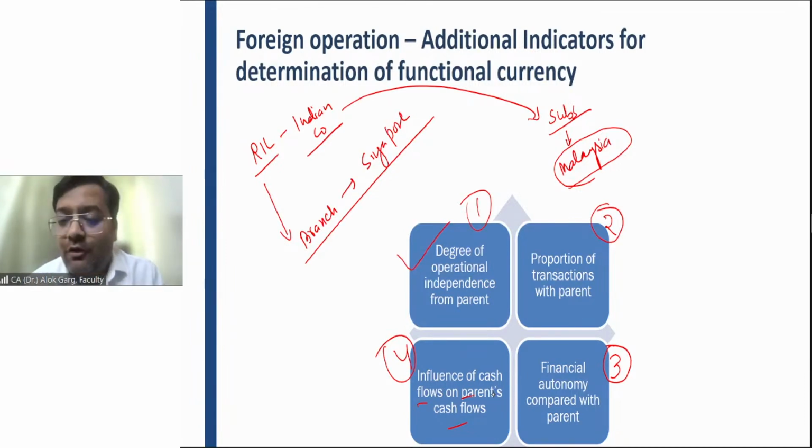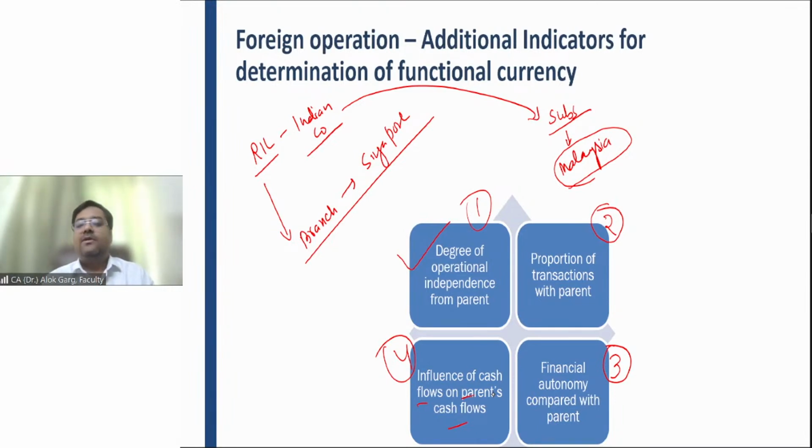So in case of a foreign operation, you need to look at four additional factors. Whether the foreign operation is considered an extension of the reporting entity, the proportion of the transactions with the reporting entity, the cash flow of the foreign operation impacting the cash flow of the reporting entity, and whether the foreign operation is dependent on the reporting entity for managing its obligations or not.